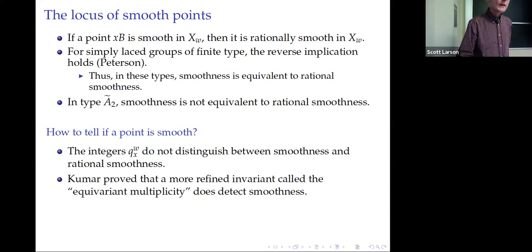So again, one might think in type A2 tilde that this would be true as well, but it turns out not to be true. Smoothness is not equivalent to rational smoothness. But then this raises the question, how can you tell if a point is smooth? These integers q_{x,w} do not distinguish between smoothness and rational smoothness. However, Carrell and Kumar proved that there's a more refined invariant called the equivariant multiplicity, which in hindsight comes from equivariant cohomology, which does detect smoothness. So let me tell you what that is.